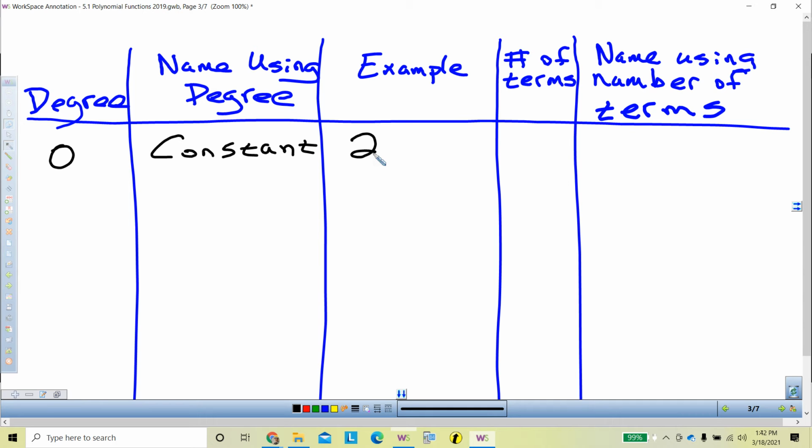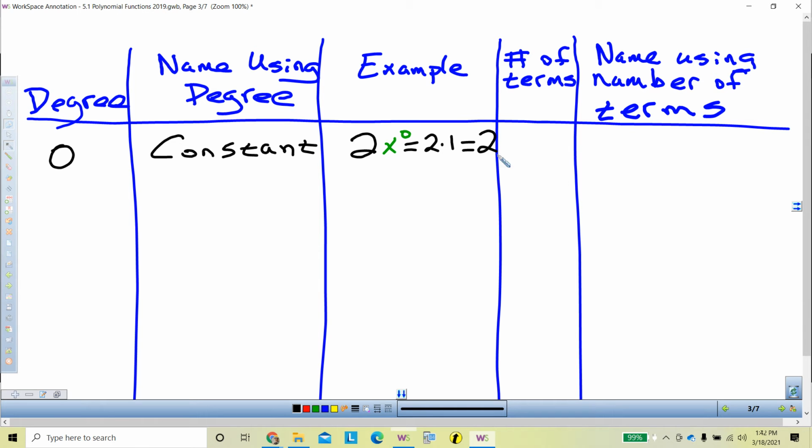So you might look at that and go, well, how the heck is that a degree of 0? Here's how it's a degree of 0. Because there's implied x to the 0 there. Because x to the 0 power, or anything to the 0 power, is 1. Right? So 2x to the 0 power is the same thing as saying 2 times 1, which is 2 all over again. So that's how it's a degree of 0. You just have to have that implied 0 in your head, which I know is weird.